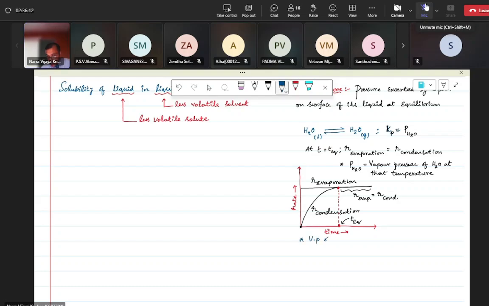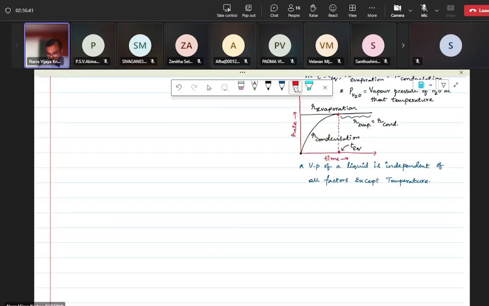So I am writing that point. Vapor pressure of a liquid is independent of all factors except temperature. Any questions? Here I am writing: volume, surface area, shape of vessel, etc. Will you understand?